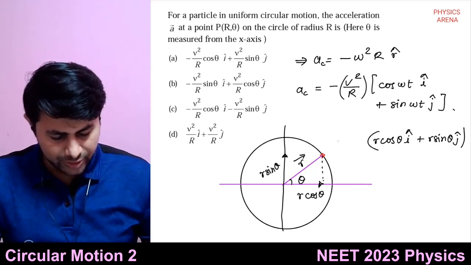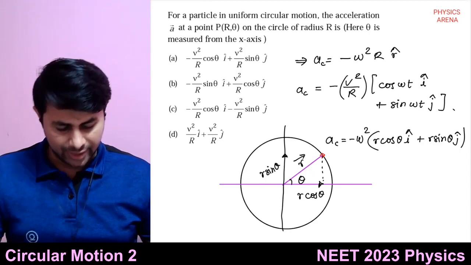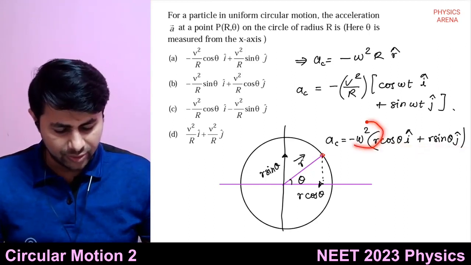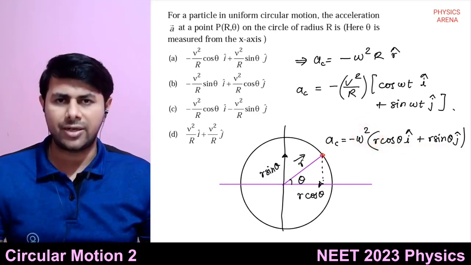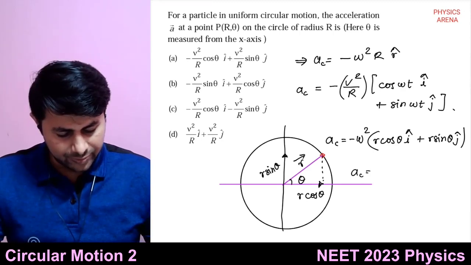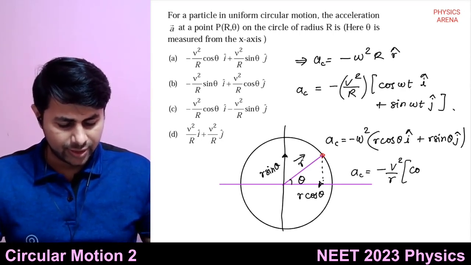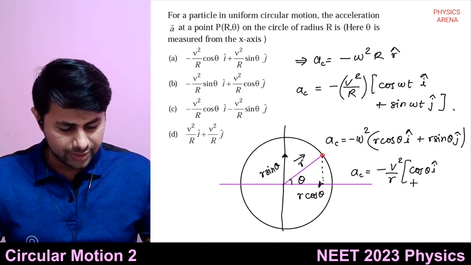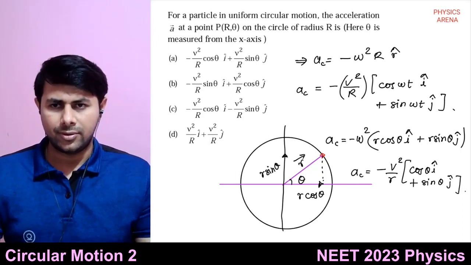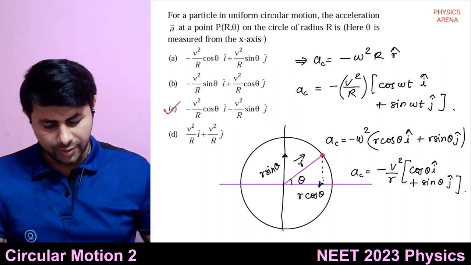So acceleration is minus of omega square multiplied with r bar. R bar is this, and you can take that r common, and you can write omega square r as v square upon r. So it will be equal to minus of v square upon r multiplied with cos theta into i cap plus sin theta into j cap. So this is the answer. Option C is the answer. Right, this is simple.